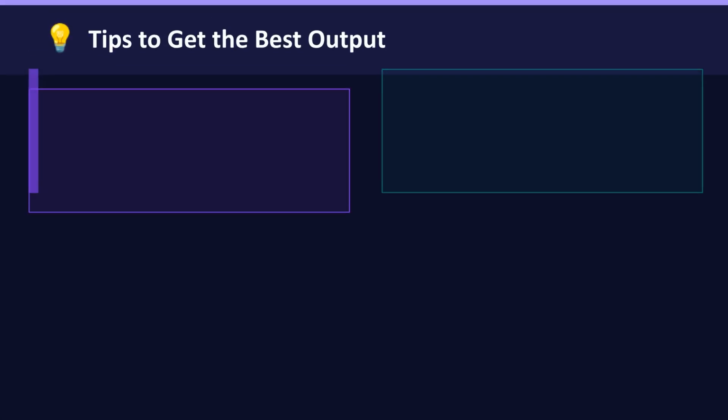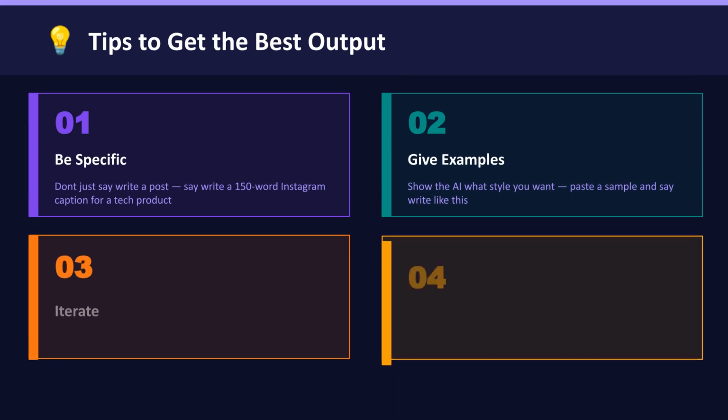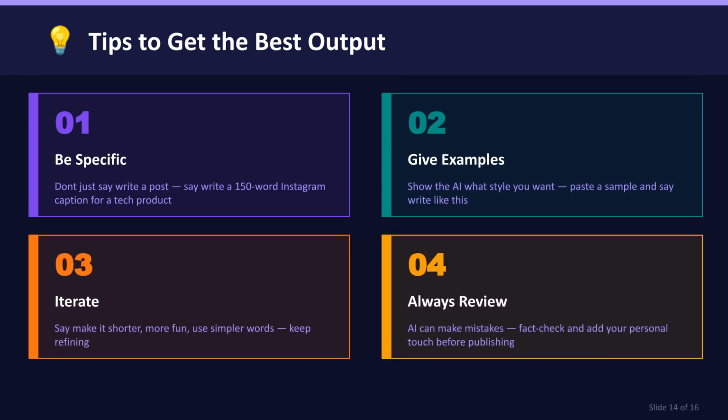Here are some tips to get the best output from AI. First, be specific with your prompts. Second, give examples of the style you want. Third, iterate by refining the output. Finally, always review, fact-check, and add your personal touch before publishing.